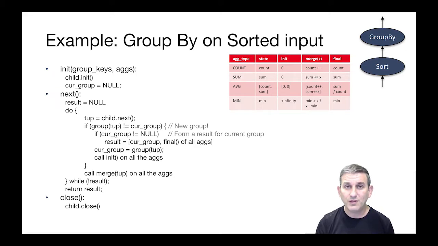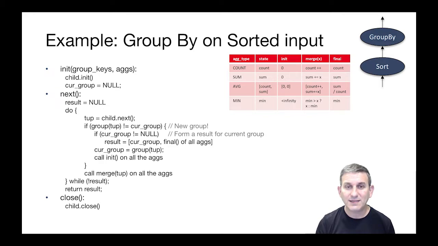So we'll set cur group to be the group of that next tuple, and we'll call init on all the aggregates to initialize them to prepare for tuples in this new group. And then finally, we have to take this tuple tup, whether it was in the current group or whether it's the first tuple of the next group, and we merge it in to the state of the aggregates for all the aggregates.